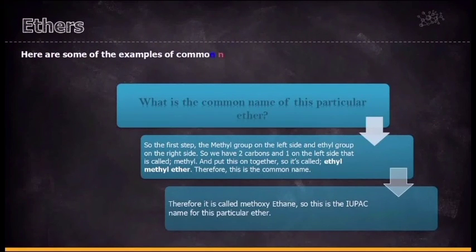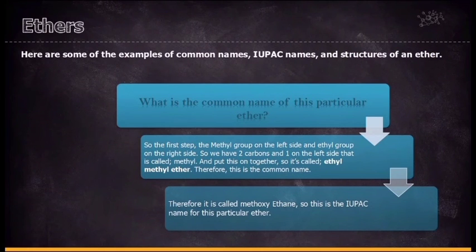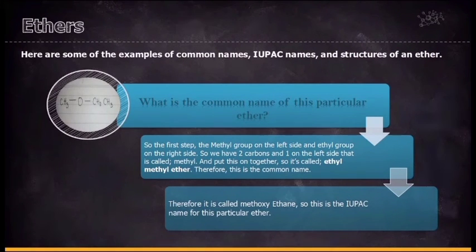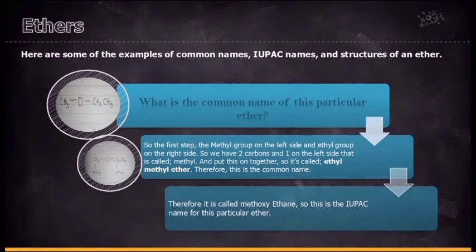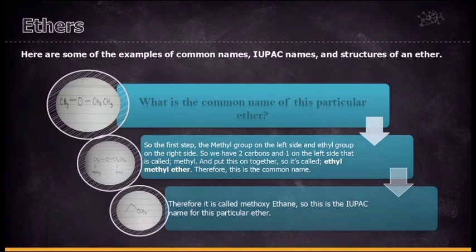Here are examples of common names, IUPAC names, and structures of an ether. CH3OCH2CH3. What is the common name of this particular ether? So the first step, the methyl group on the left side and the ethyl group on the right side. We have 2 carbons on the right and 1 on the left side called methyl. Put this together, and it's called ethyl methyl ether. Therefore, this is the common name.